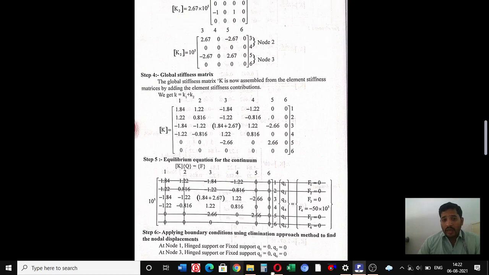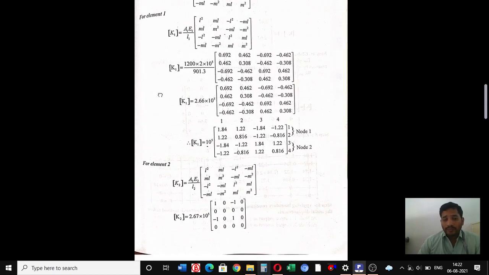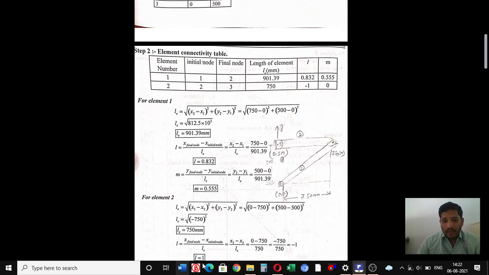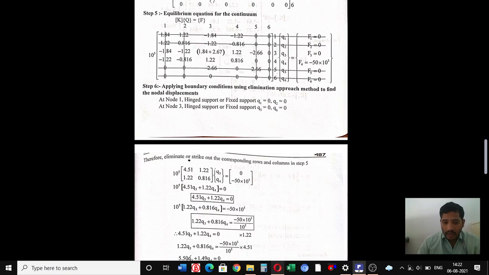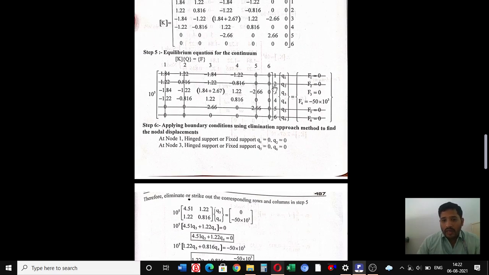Let us see over here. Here node 1 and node 3 are fixed. If node 1 and node 3 are fixed, then this value becomes 0. Clear? So for that reason, this Q1 value is 0 as well as Q2 value is also 0, because at node 1 Q1 and Q2 are acting. For that reason, Q1 is 0 and Q2 is also 0.